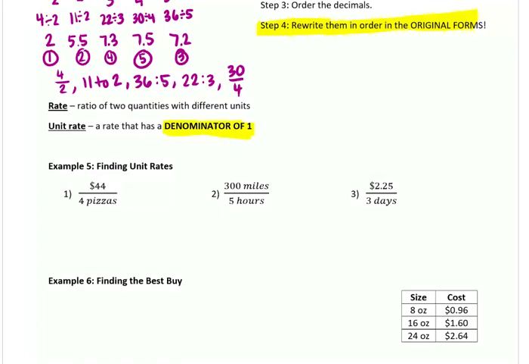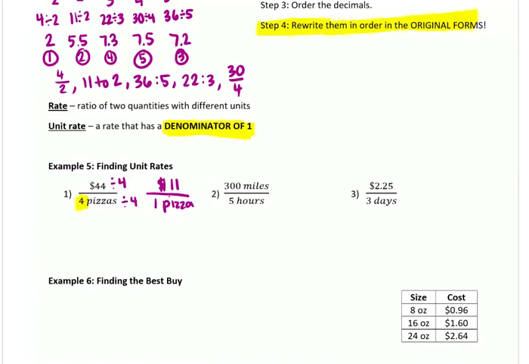So if I want this to be 1, I'm looking at that 4 right now. If I want that to be 1, I would have to take that 4 and divide it by 4, which would give me 1 pizza. But the rule is whatever you do to the bottom, you must also do to the top. And $44 divided by 4 means it's $11. So if you paid $44 for 4 pizzas, you would end up paying $11 for 1 pizza.